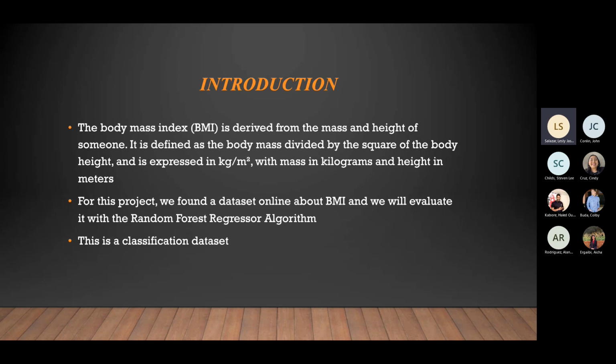By definition, body mass index is a person's weight in kilograms divided by the square of height in meters. It is an inexpensive and easy screening method for weight categories. So essentially finding if somebody is underweight, healthy weight, overweight, or obese.